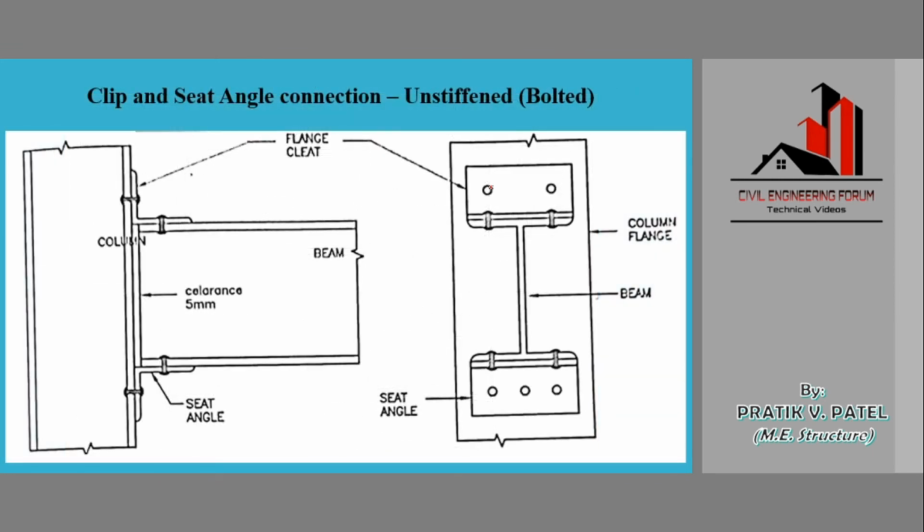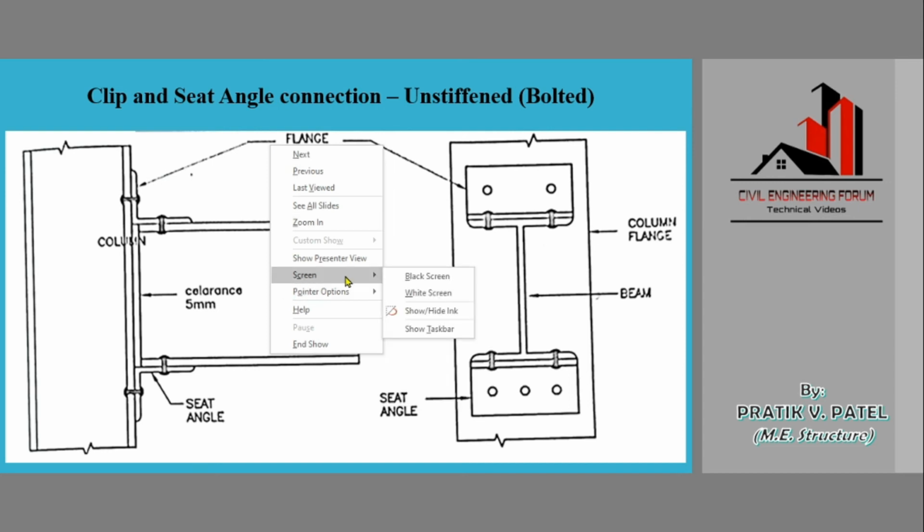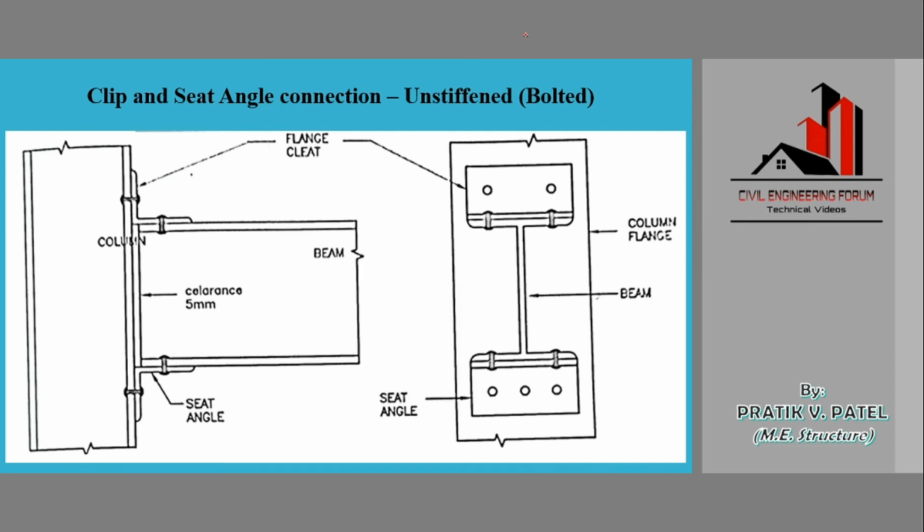Then we have clip and seat angle connection, unstiffened, bolted. So this time we are talking about unstiffened bolted connection for clip and seat. So these are the two places where we are using this angle, or we would say seat. Seat is used both above and below the I section of the beam.